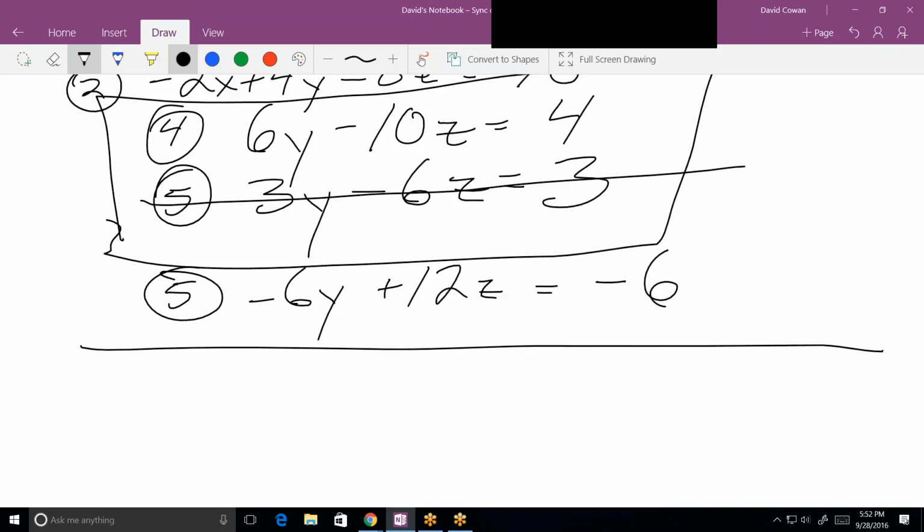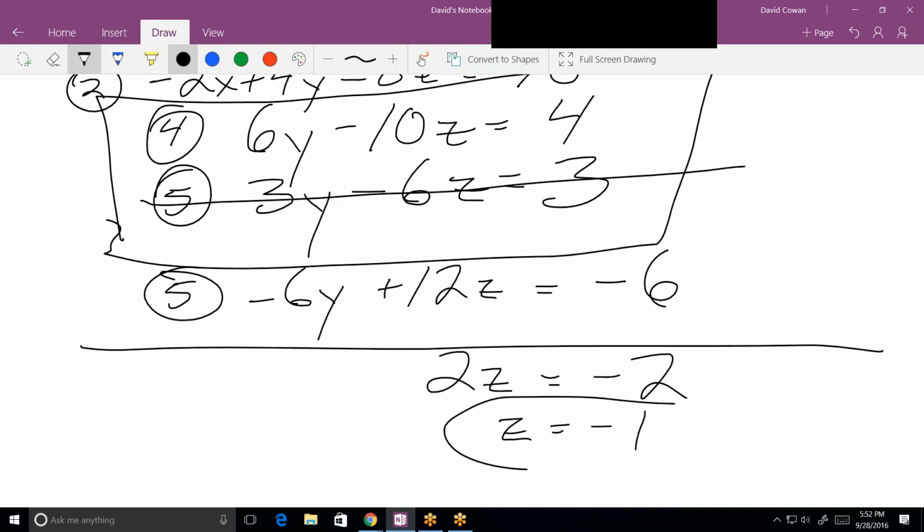Now, I can add equations 4 and 5 to come up with what? To come up with z. Well, add those two together. What do you get? So 2z equals negative 2, and then divide that by 2, and z equals negative 1. So now I've solved for one variable, okay? And that's a key.